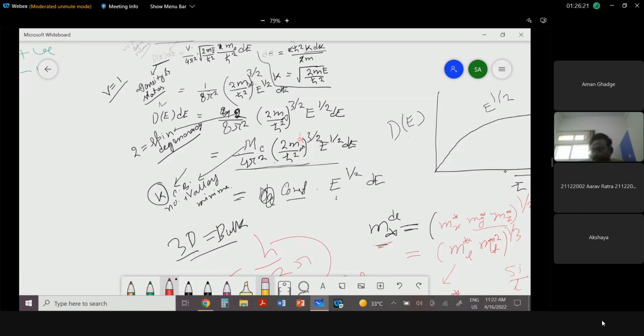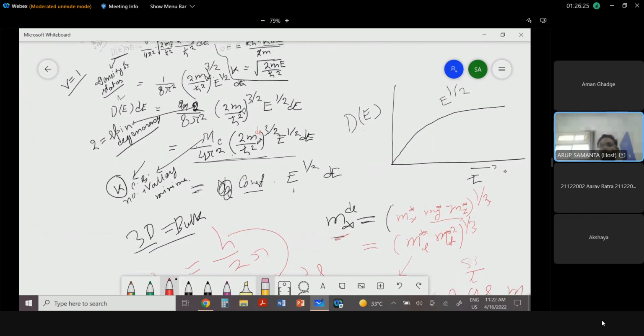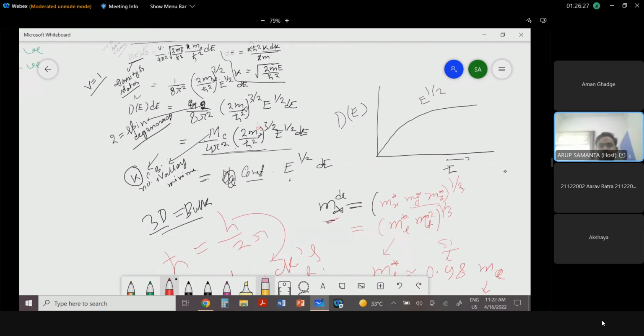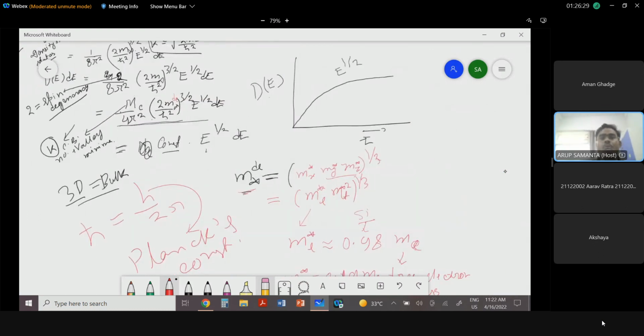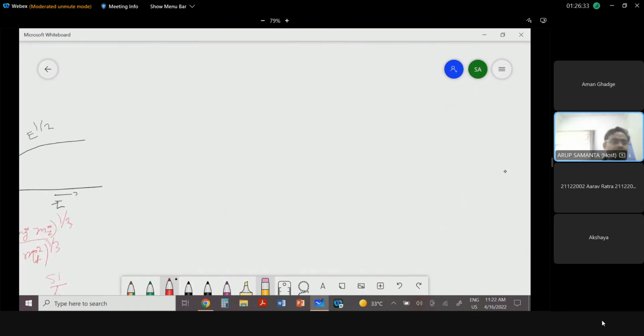Is it clear? This is a very important thing. So, some homework. In the same way, try to calculate the density of states for a 2D material. I'll give you an example of how to calculate this one.